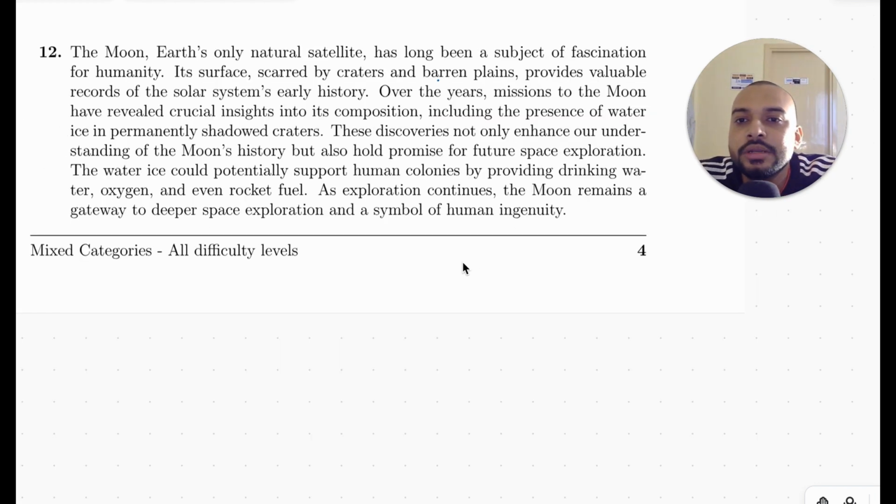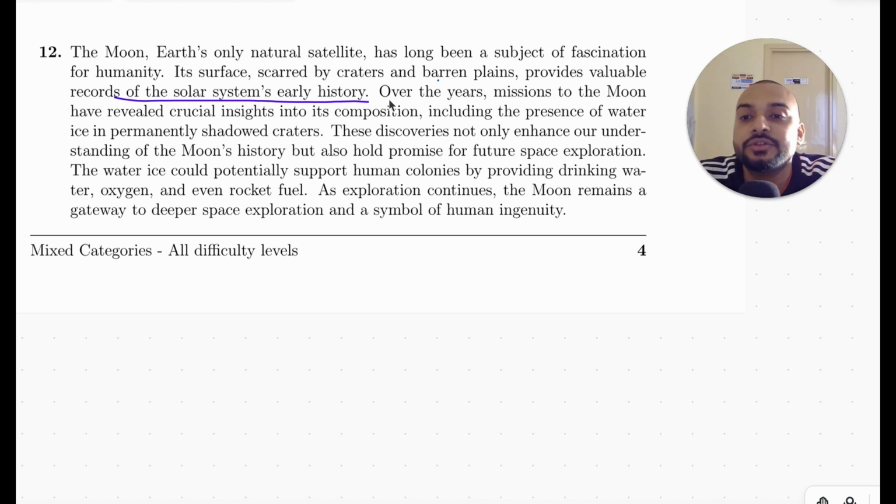The moon, Earth's only natural satellite, has long been a subject of fascination for humanity. Its surface, scarred by craters and barren plains, provides valuable records of the solar system's early history. So one thing is it helps us get the records of the solar system's early history. That's one advantage. Why is the moon important? That's the question we've been asked, so we're looking for that.